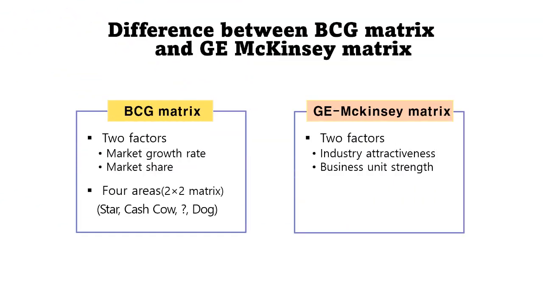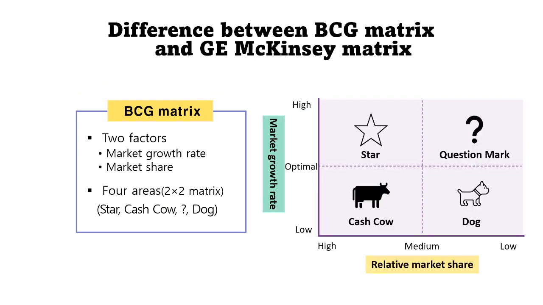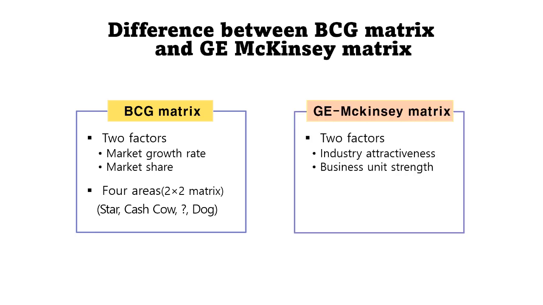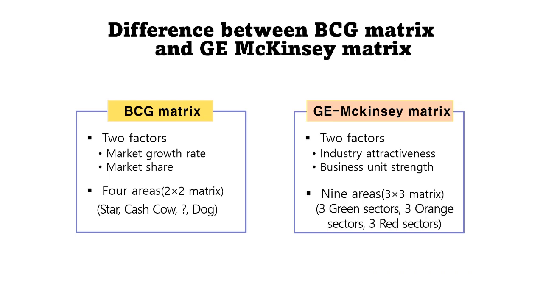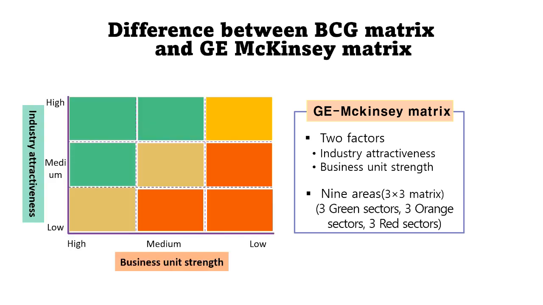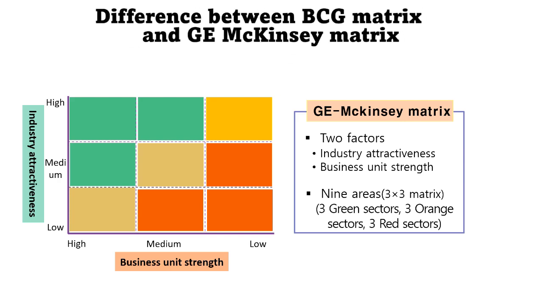In addition, BCG matrix is a 2x2 matrix and is explained by dividing it into four areas. The four areas are stars, cash cows, question marks, and dogs. On the other hand, GE-McKinsey matrix is a 3x3 matrix and is explained by dividing it into 9 areas. The 9 areas are divided based on high, medium, and low industry attractiveness, and high, medium, and low business unit strength, which distinguishes it from the BCG matrix.